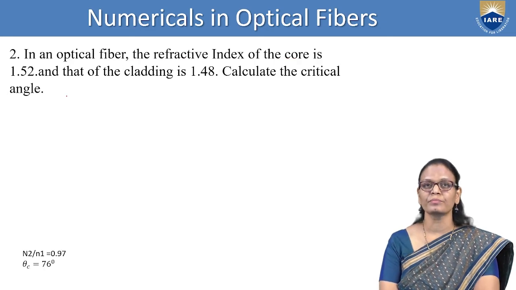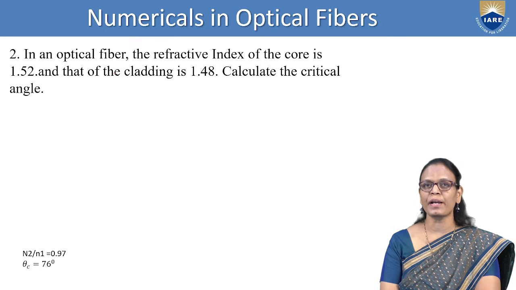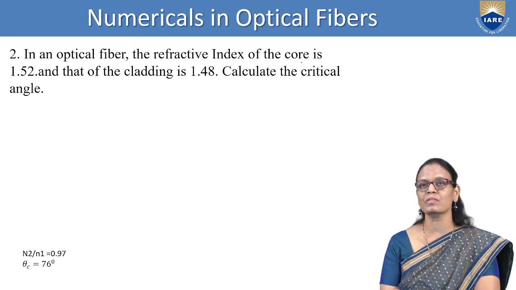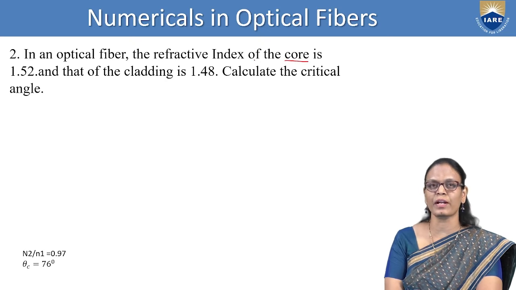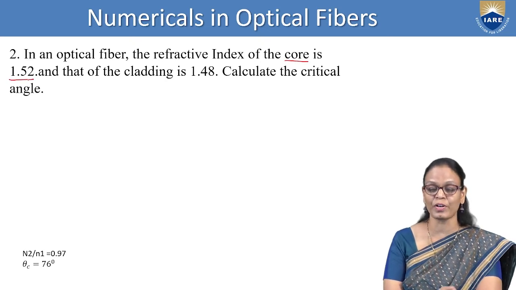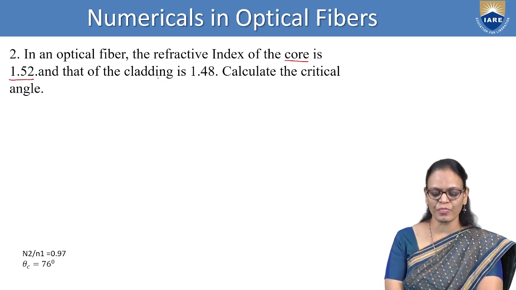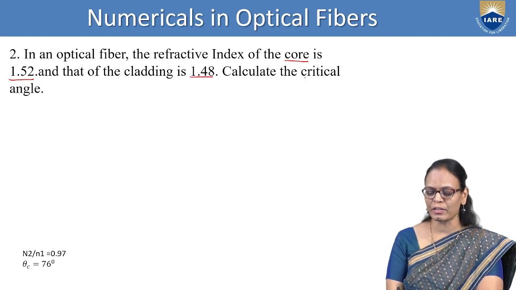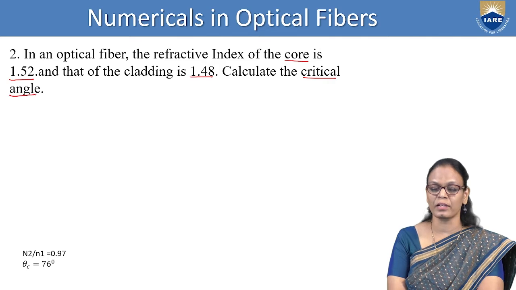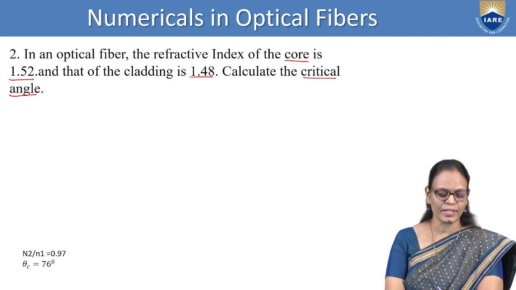Now the second one. In an optical fiber, the refractive index of the core is 1.52. So RI, refractive index of the core, is 1.52. And the refractive index of the cladding is 1.48. We need to calculate the critical angle. So let us write the data.